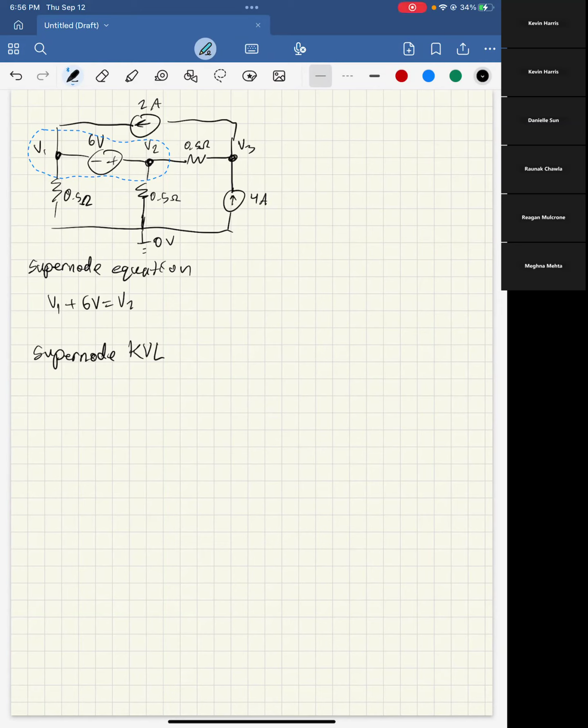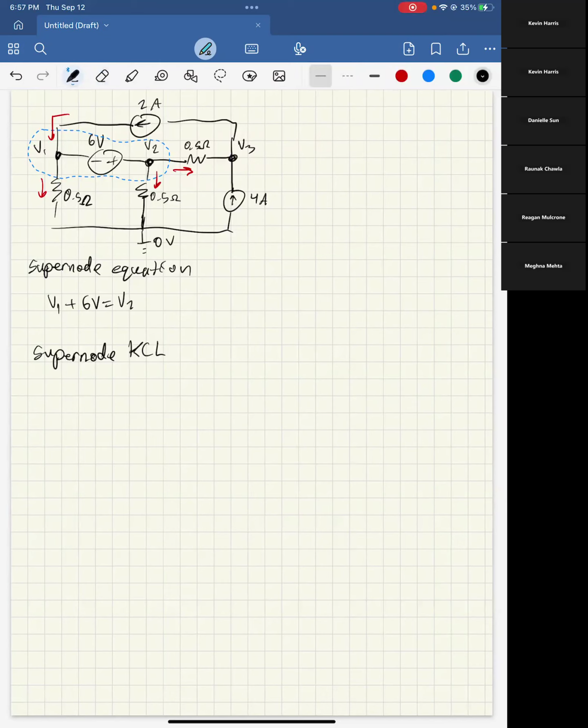So again, I will assume all currents are going out unless specified otherwise. Here is a case where it has actually specified otherwise. I'm going to say that this is going down, but we know that this is going in, because we have that 2 amp source here that goes like that. Similarly, I will assume that this is going out and this is going out. And now I'll write the supernode KVL, or not KVL, KCL.